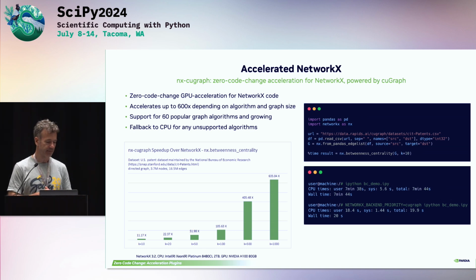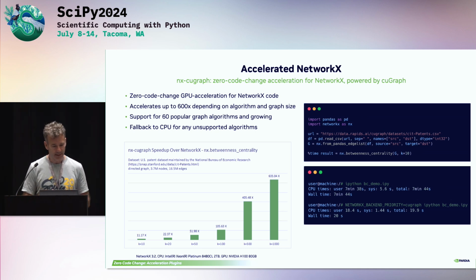This particular chart is demonstrating the betweenness centrality algorithm on a fairly large graph. And as you increase the value of k, which represents the number of shortest paths searched, it just improves over NetworkX by, here we're seeing over 600x. So we have support for 60 popular graph algorithms. We probably add 1 or 2 each release. From that code snippet, which you can run, it's all complete there. You can see without acceleration, that run took 7 minutes, 44 seconds. You turn on, just set the environment variable, and now it's running at 20 seconds.